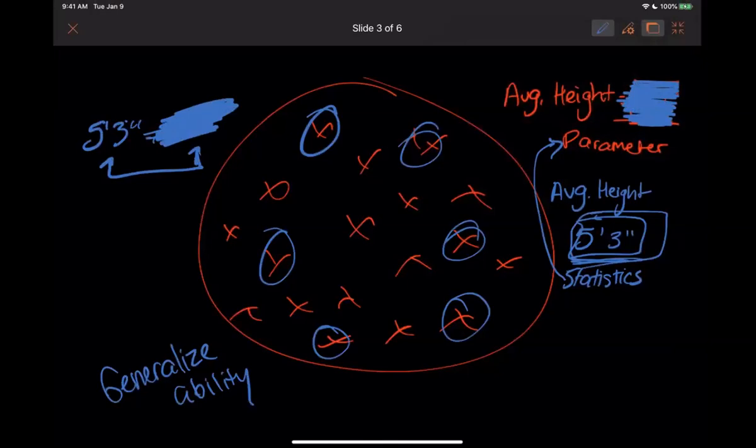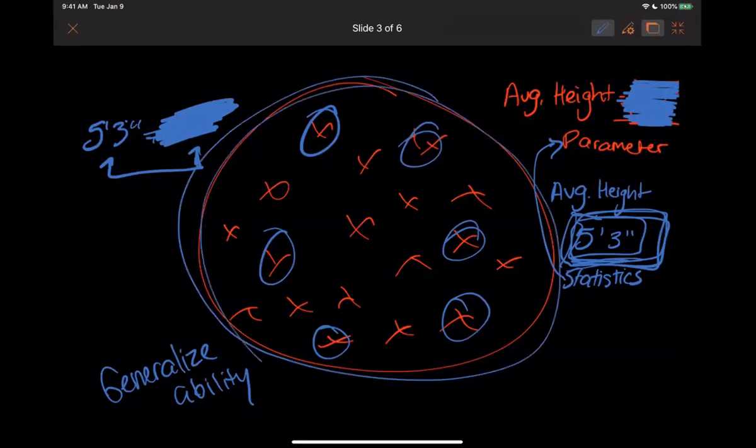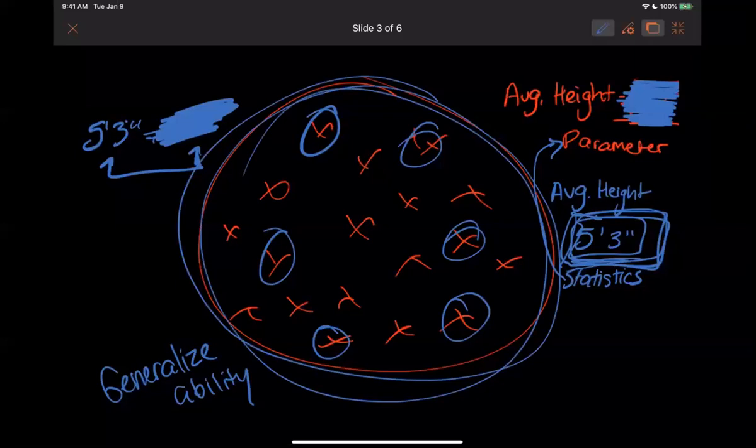So to come up with the average height of an American or what the average vote for a presidential candidate is going to be, we take a sample, we come up with a statistic, the number in blue, and we generalize to this broader population. So think of the blue circle here as our generalization. We're making a claim about a larger group from a subset of them that we are getting information from.